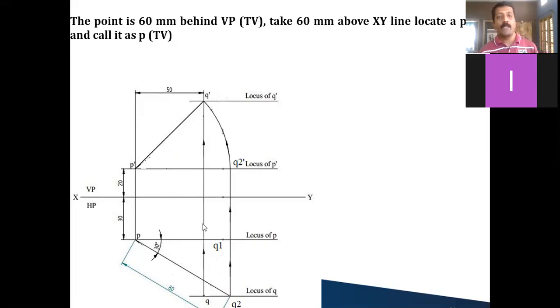And how to get the front view? We know the true length diagram here. From Q2, draw a vertical projector line till it cuts the locus of P dash and call this Q2 dash. Now with P dash as the center and P dash Q2 dash as the radius, cut an arc. Wherever this arc cuts the 50 millimeter end projector line, call that point Q dash. Join P dash and Q dash with a thick line. This is your front view. Now draw the horizontal projector line and call that the locus of Q dash. So this completes the front view diagram also.